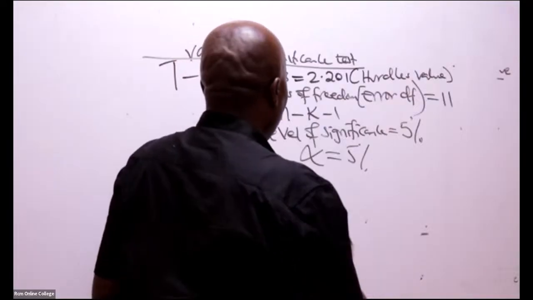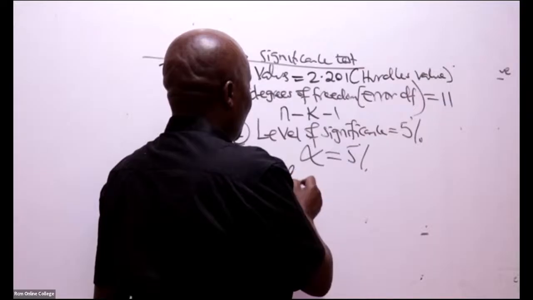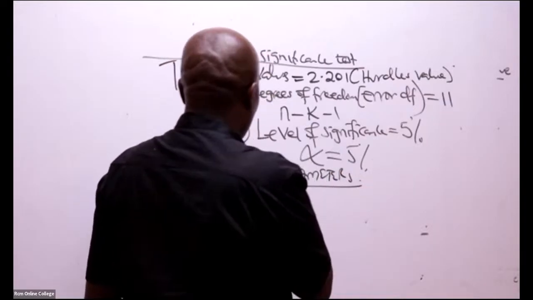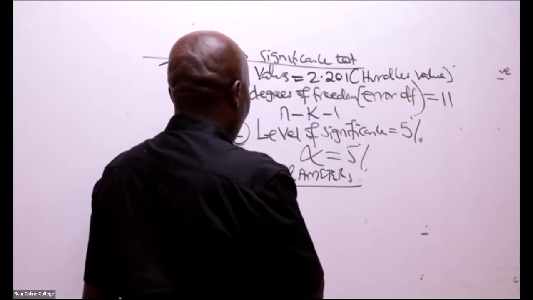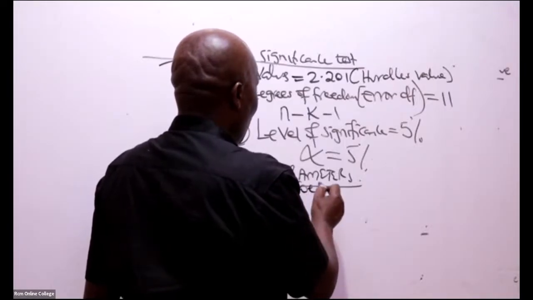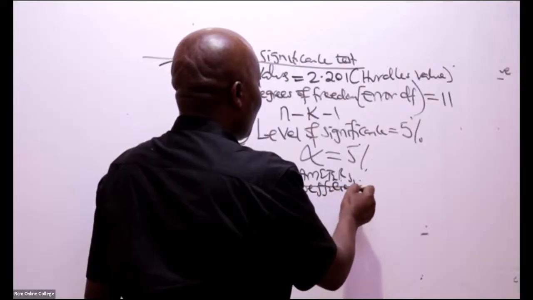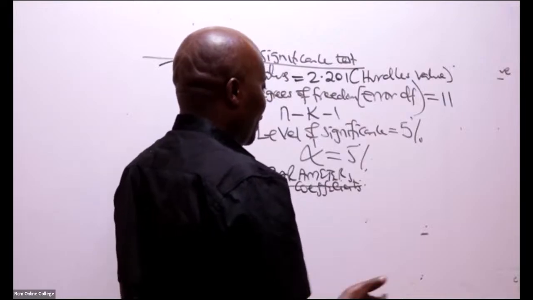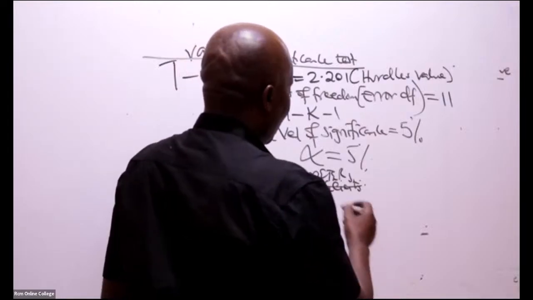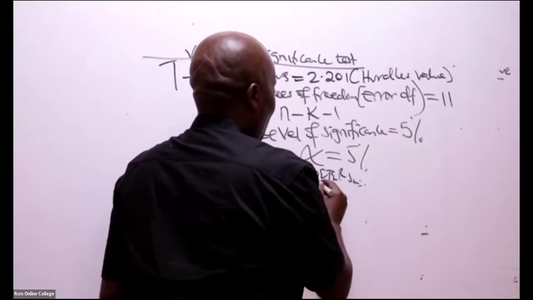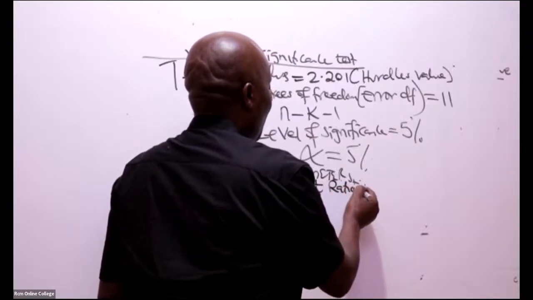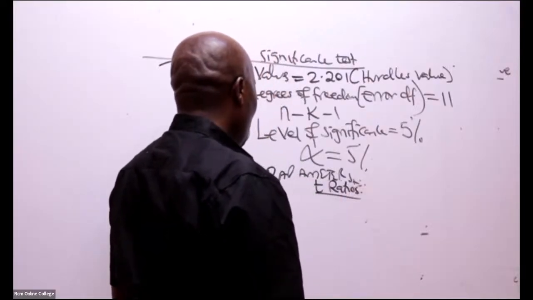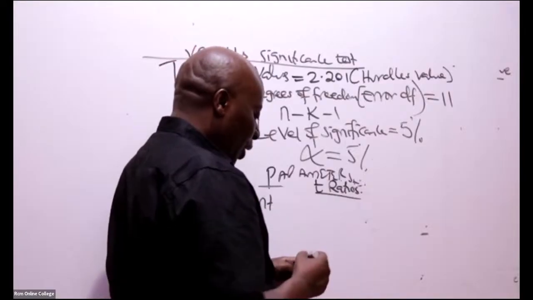So come and give us your parameters. What do we have? There are 3 of them. We have the constant, then of course the coefficients. Then we have the t ratios, the t calculated. So what is the t value of the constant?